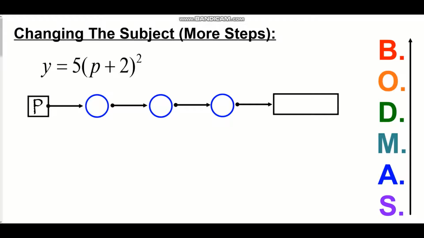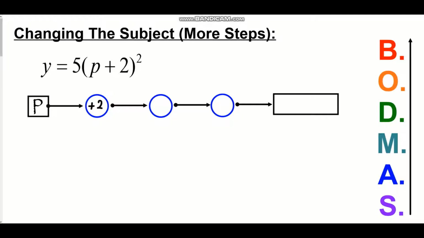So here's a quick example. We want to change the subject of this equation, y equals 5 bracket p plus 2 all squared, to p. So we want this rearranged so that p is equal to something. So what's happening to p in this diagram? Well, first of all, in the brackets, it's having 2 added onto it. So the first thing that happens to p is 2 is added onto it.